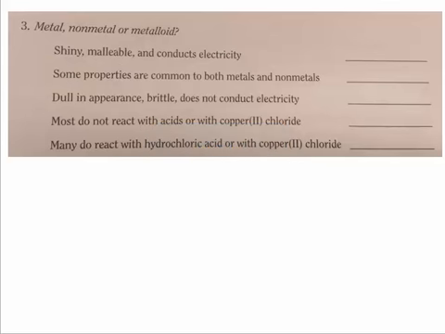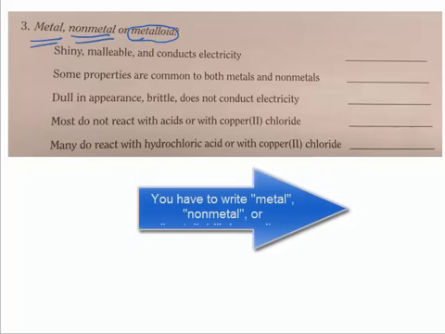So at this point, once you answer number 1 and 2, you should know what the characteristics of a metal are, what the characteristics of a nonmetal are, and the one element that has characteristics of both is going to be called a metalloid. So what you have to write here is metal, nonmetal, or metalloid. So you answer that 5 times. Okay?